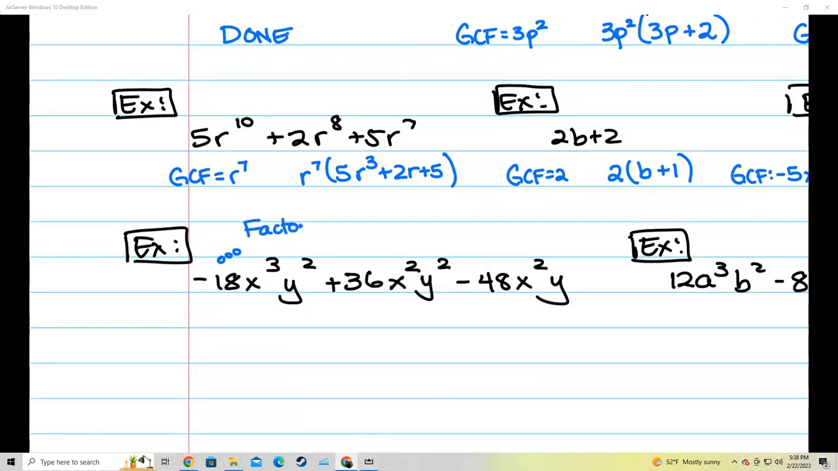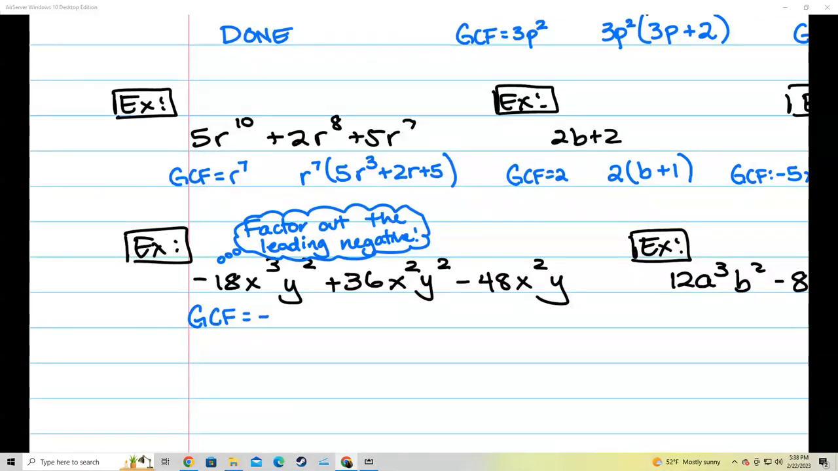Factor out the leading negative. I need to factor out the leading negative. So when I start my GCF, I know it's going to be negative something, okay? And we said it was negative 6, right? So negative 6 goes into all of that.